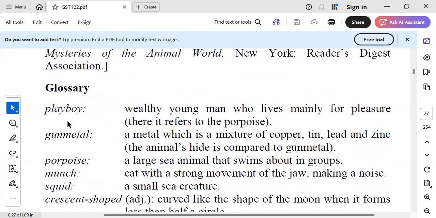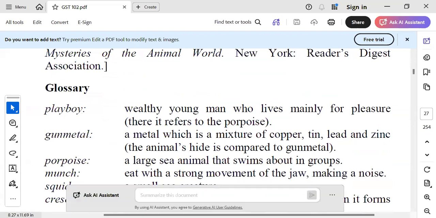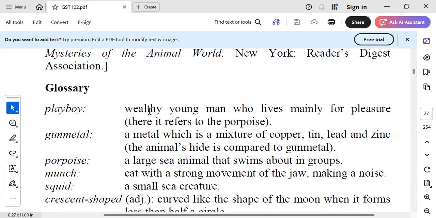What is a playboy? Well, boys may not know what a playboy means, but I know that every girl here, sorry, let me use the word girl, I don't want to use woman, knows what a playboy is, because they always shout that guys are playboys. Me, I don't believe in that love. A playboy is a wealthy young man who lives mainly for pleasure. But in this our case, it refers to a porpoise.